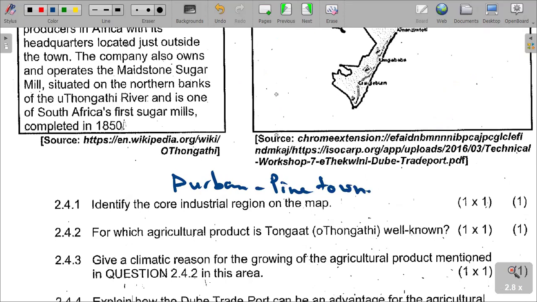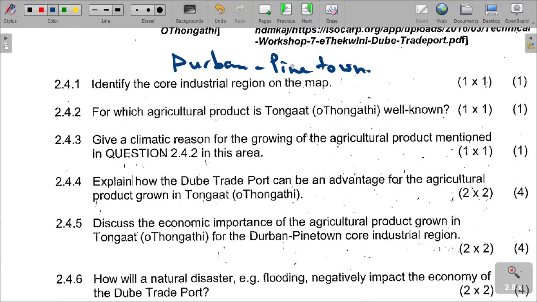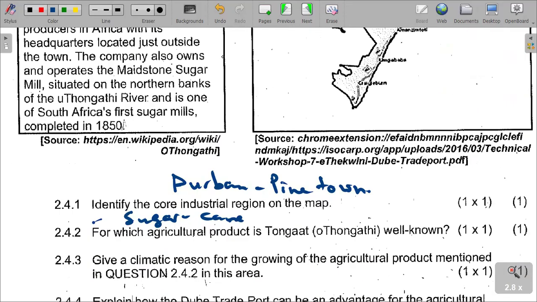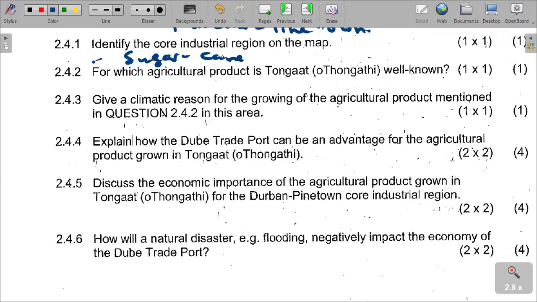Durban-Pinetown is given there, and the question asks which agricultural product it is well known for. It is known for sugarcane. It is known for the sugarcane fields in this area. And then give a climatic reason for the growing of the agricultural product mentioned in this area.